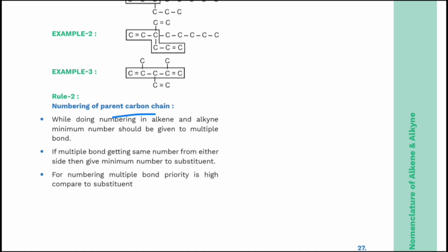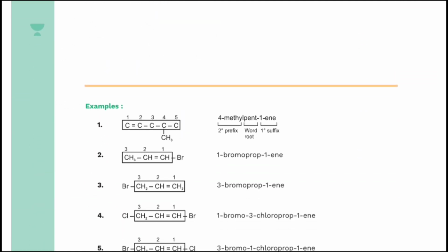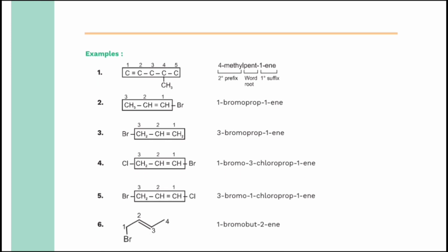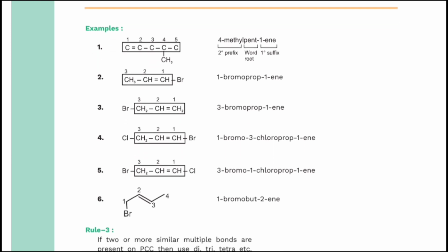Numbering of parent carbon chain. While doing numbering in alkene and alkyne, minimum number should be given to multiple bonds. If multiple bonds get the same number from either side, then give minimum number to substituent. In alkenes and alkynes, multiple bonds are preferred first in place of the substituents. For numbering, multiple bonds priority is higher compared to substituents. So here are some examples. If you have any confusion in these examples, let me know in the comment section.